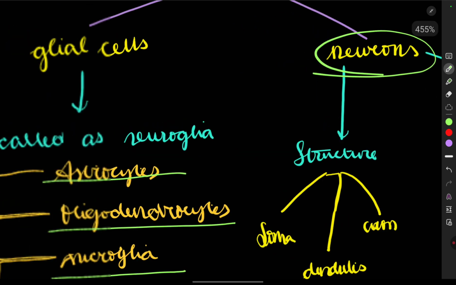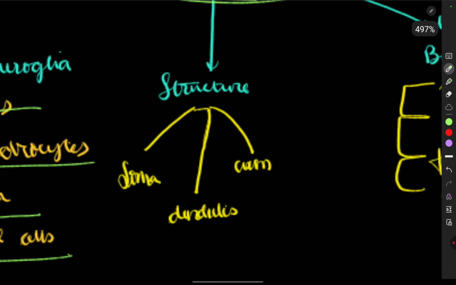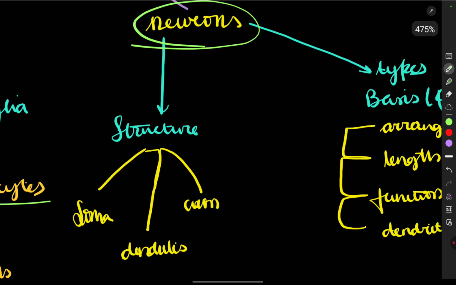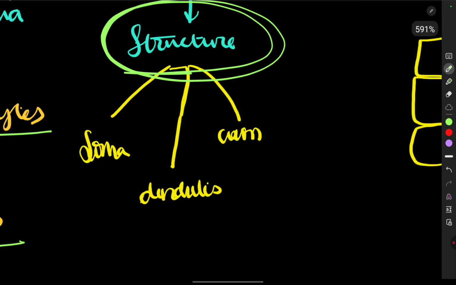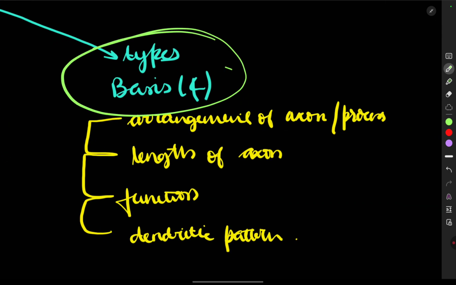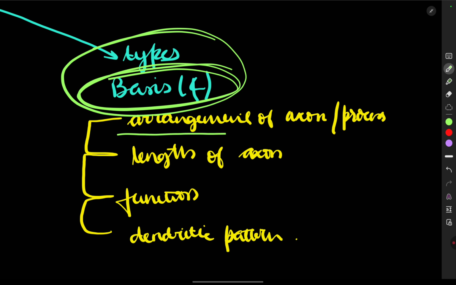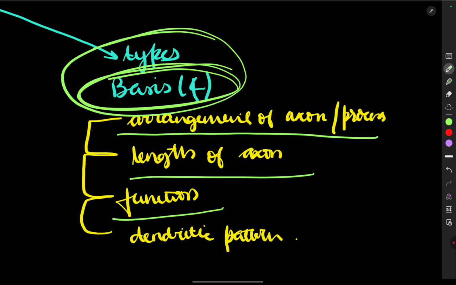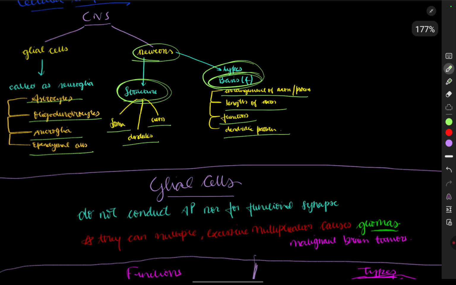Okay, it contains the glial cells and the neurons. Under neuron, we're going to study the structure of the neuron, that is the soma, the axon, and the dendrites, and the types. Types of neurons are divided on 4 bases: the arrangement of the axon or the processes, the length of the axon, the function of the axons, and the dendritic patterns. On this basis the neurons are divided. So let us study about this.